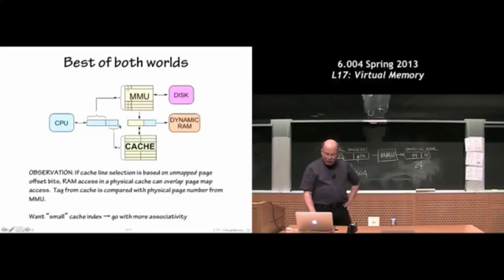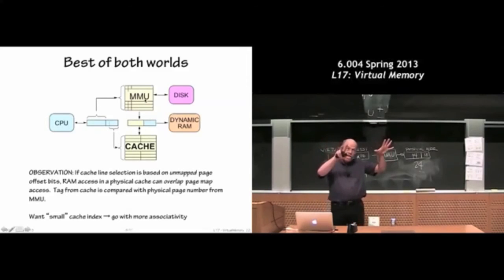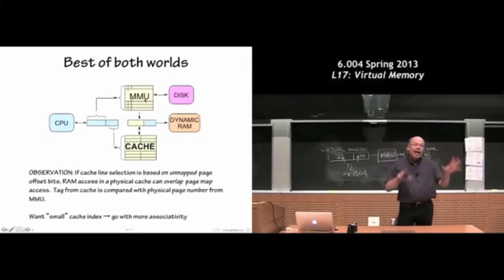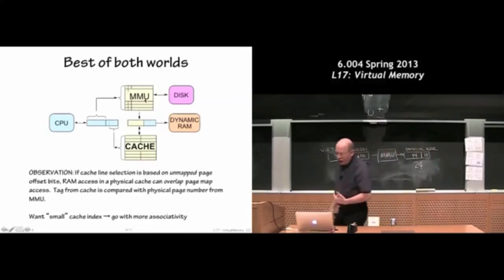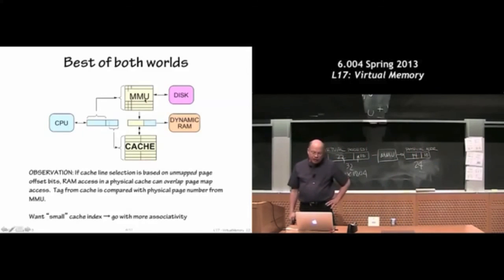And so if I can choose the parameters of my machine and the design of my cache and the design of my memory map in such a way that the virtual page number and the index to the cache do not overlap, I can actually run these two in parallel. And a lot of modern machines do that.